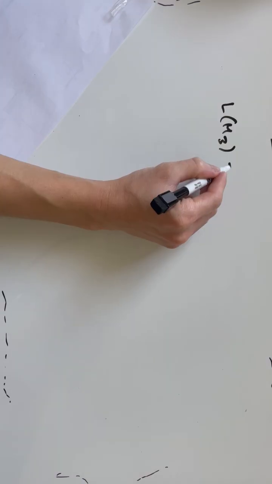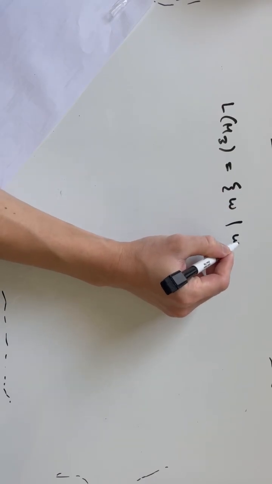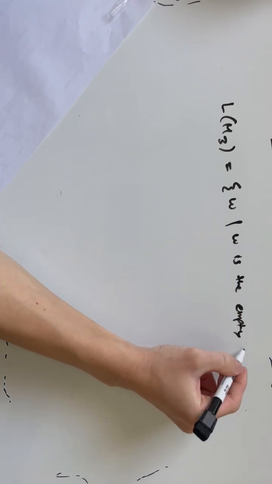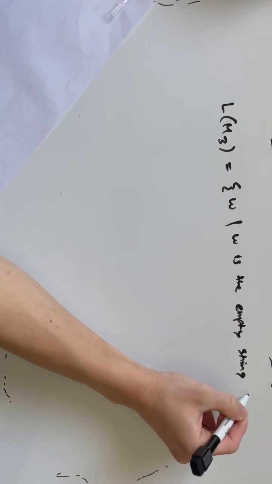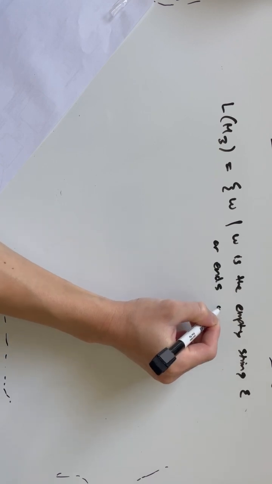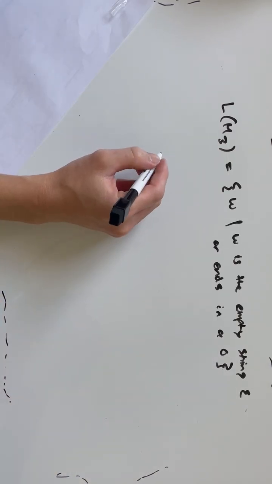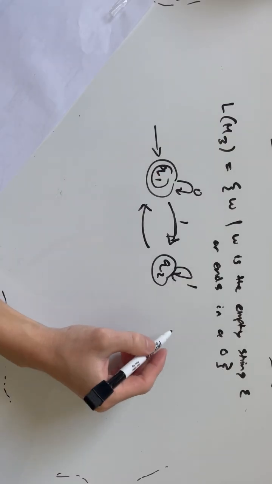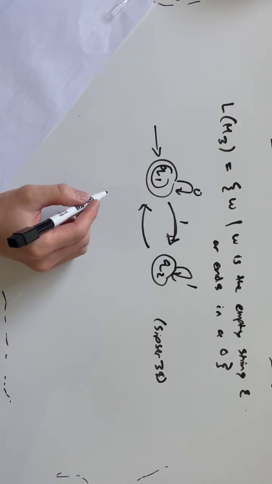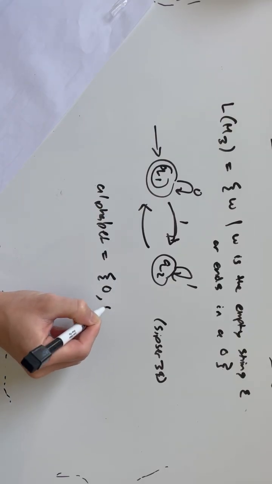An example of a language, L M3, is equal to W, where W is the empty string, epsilon, or ends in a 0. And the DFA for this language is also given, and this comes from page 38. Also, it's given earlier in the book that the alphabet of the language is 0 and 1.